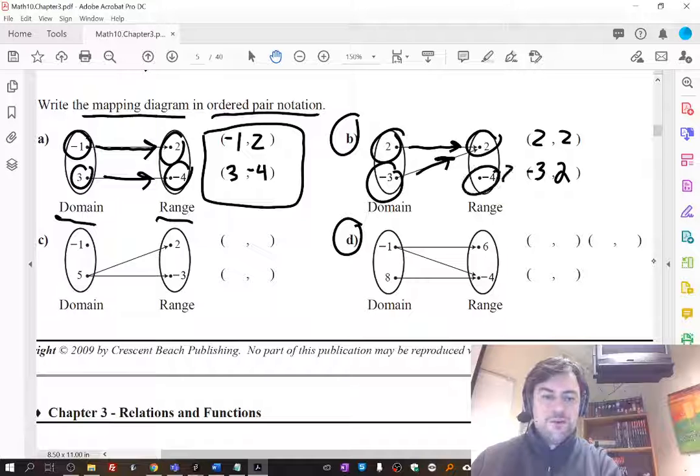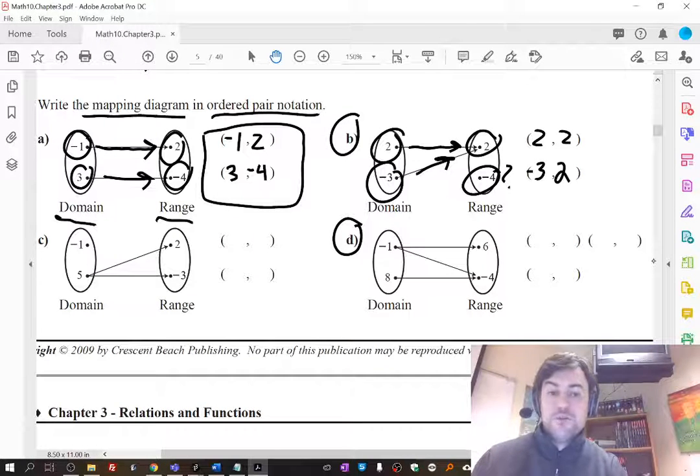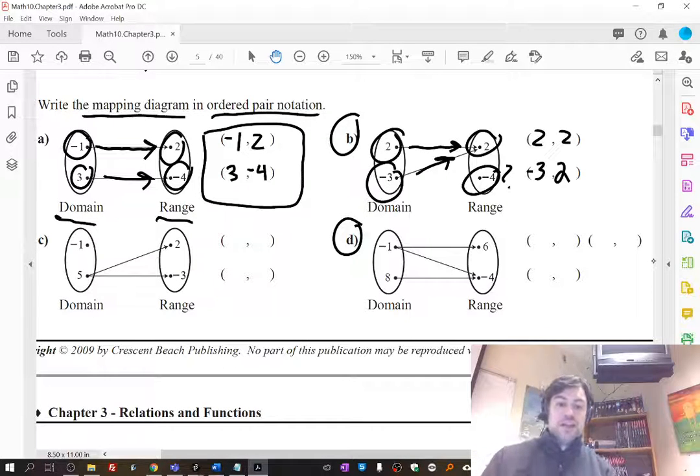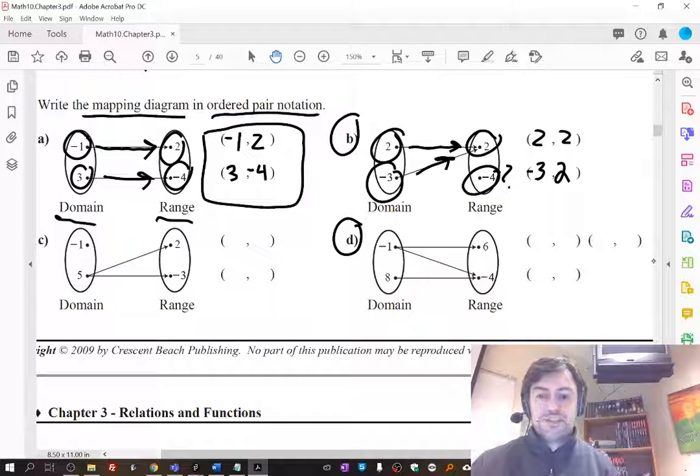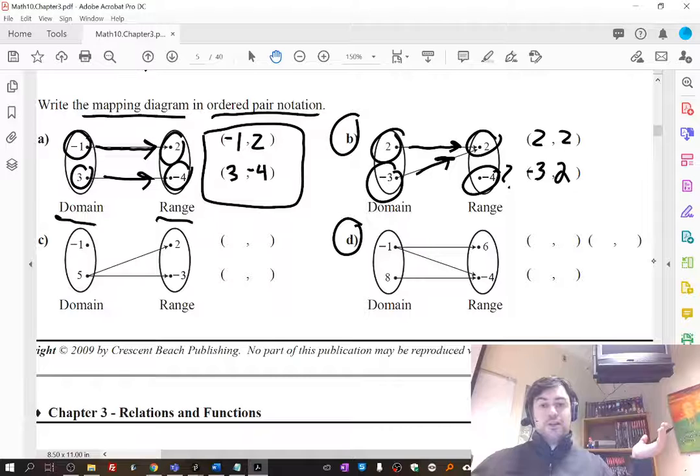What about the -4? Don't worry about the -4. If there are no arrows pointing to it, it's just a trap, a red herring that's trying to throw you. Just leave it alone. It's the arrows that point to the ordered pairs. They'll give you the information you need. So do C and D. Try that out and check your answers at the back of the book.